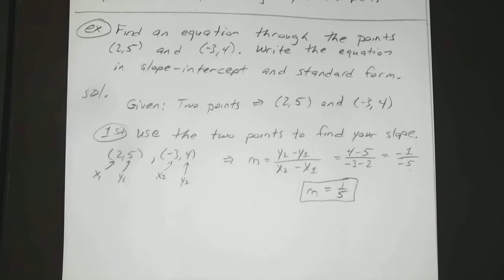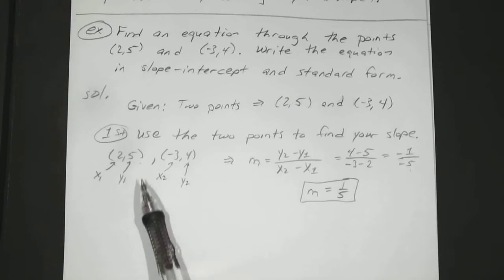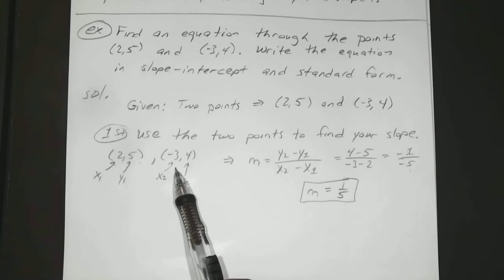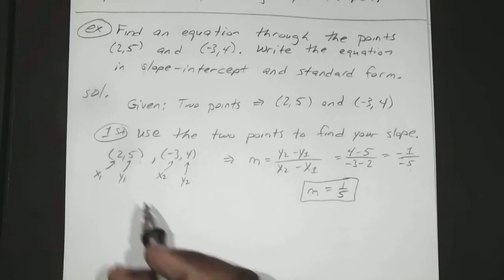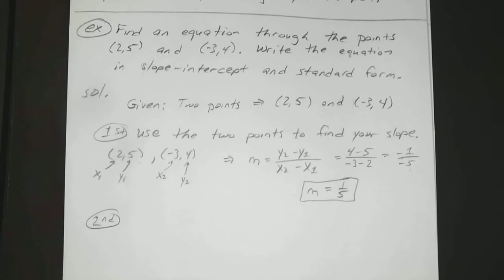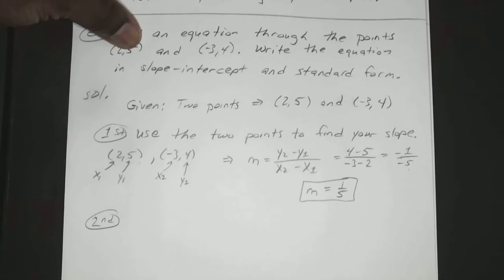Okay, so after you find your slope, the next thing you want to do is just use either one of those points. I usually stick with the x1, y1 I already have, but if you wanted to, you could use the other one and it would still be right. Okay, let me move this up a little bit.